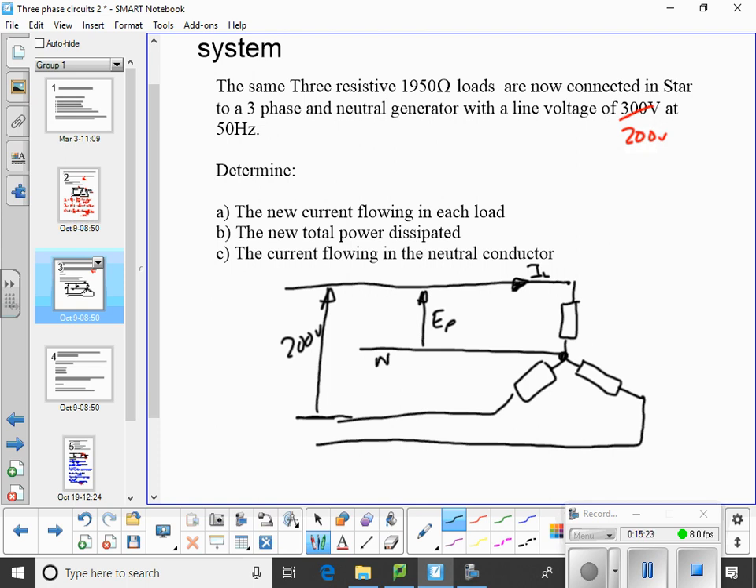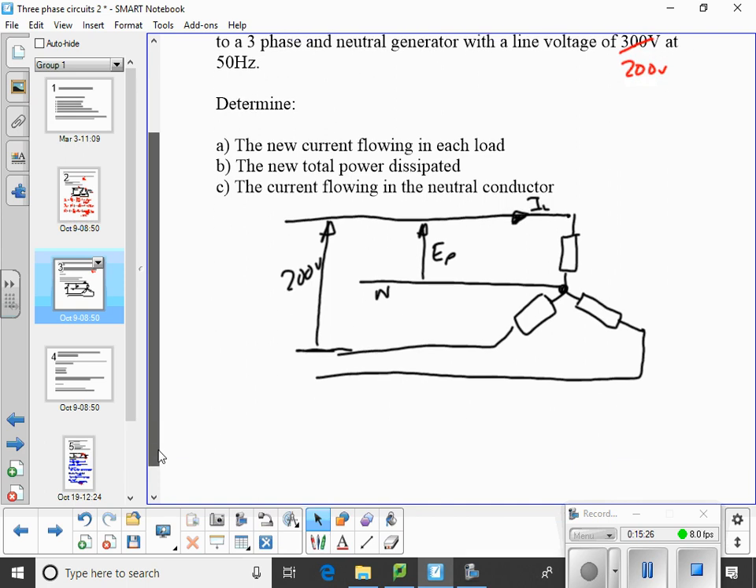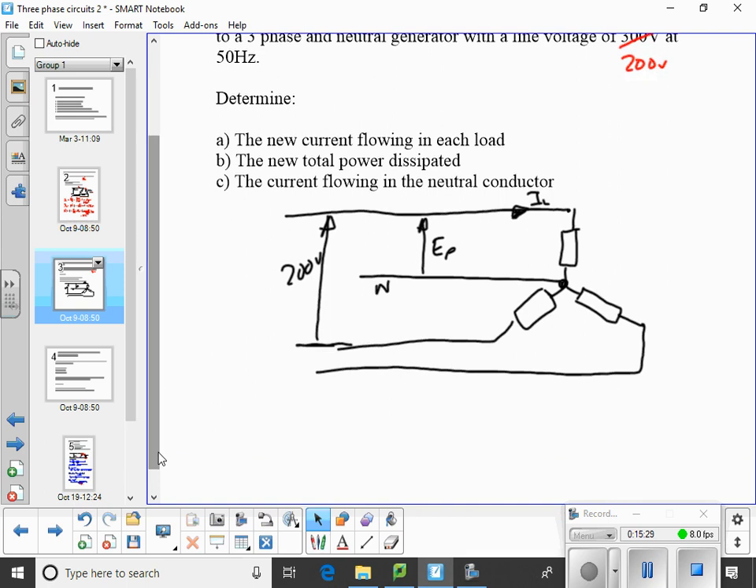So, we can start to calculate A, the line current, and that will be the same for the balanced load. So IL is equal to... what is EP? So it's EP over R. But what is EP in this case? Yeah, EL over root 3. Is that what you've done, Roger?